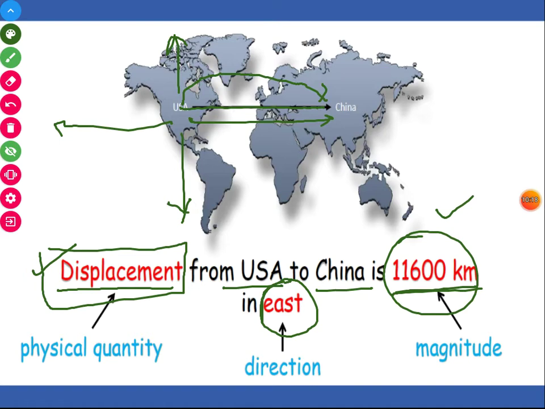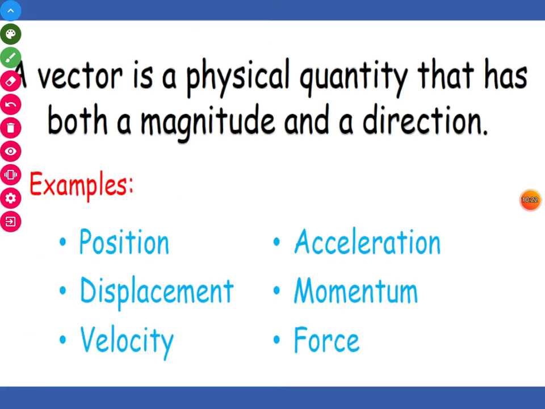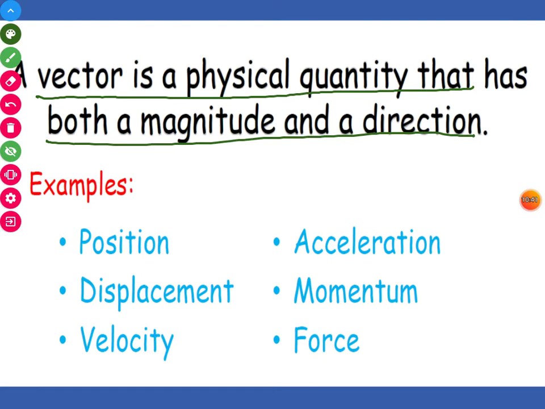Now, from this, with the help of position and displacement, we can define a vector. A vector is a physical quantity that has both magnitude and direction.